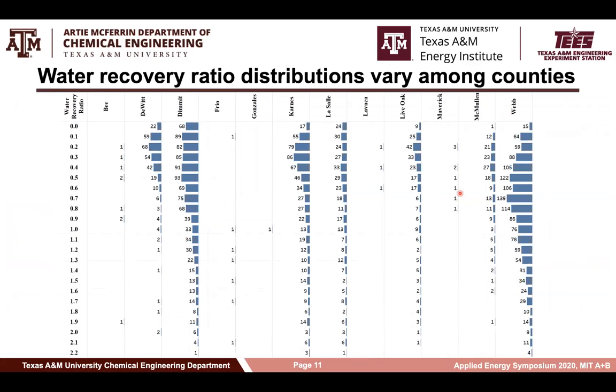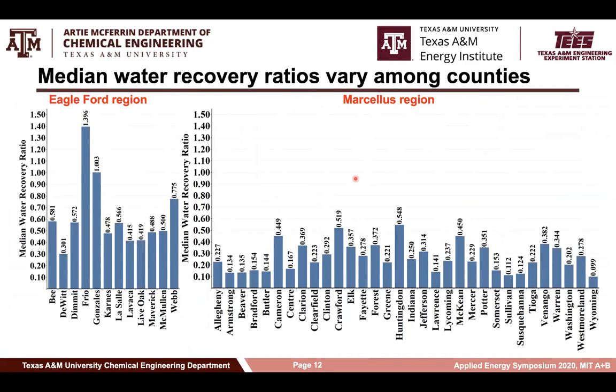So in this regard, we classified water recovery ratio data with respect to county and made the histogram for each data set. This figure shows the obvious right-skewed distribution of water recovery ratio data in each county in the Eagle Ford region. A similar phenomenon can be observed in the Marcellus region. So here we use median value rather than mean value to compare the water recovery ratio between different counties.